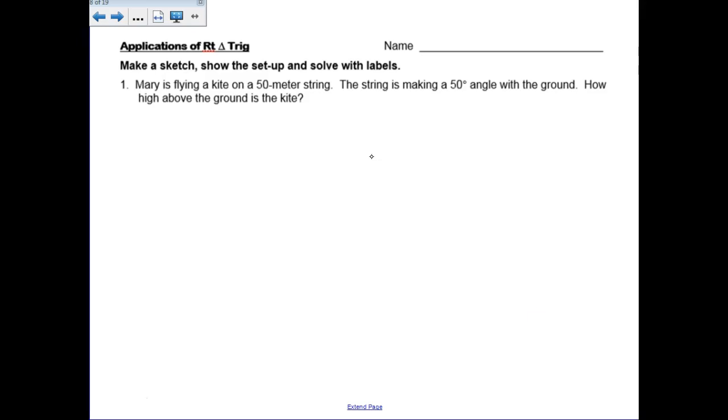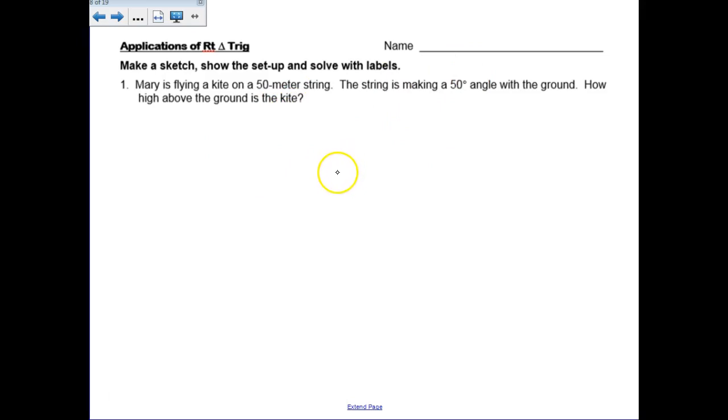So, what we're going to do now is we're going to take those topics of applying trig ratios to right triangles and we're going to apply them to real life problems. However, we're going to find out most of these are pretty stupid. So, the first one is poor little Mary. She's flying a kite on a 50-meter string, and for some reason, she's literally laying on the ground. Like, do you see this? She's just laying on the ground, flying a kite.